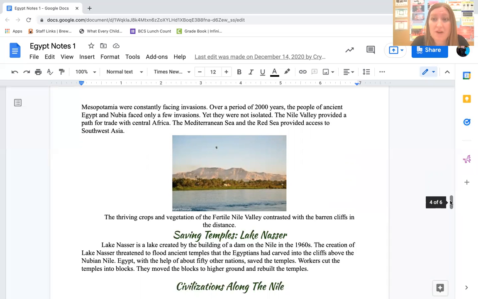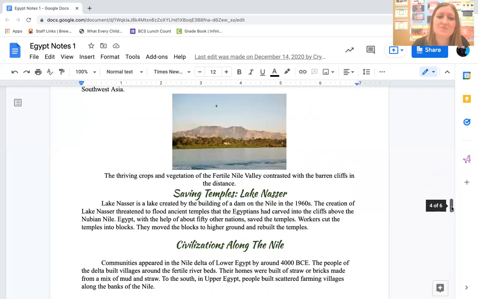Egypt, with the help of about 50 other nations, saved the temples. Workers cut temples into blocks and they moved block by block. They moved them to higher ground and then rebuilt the temples and put them all back together. Yay.